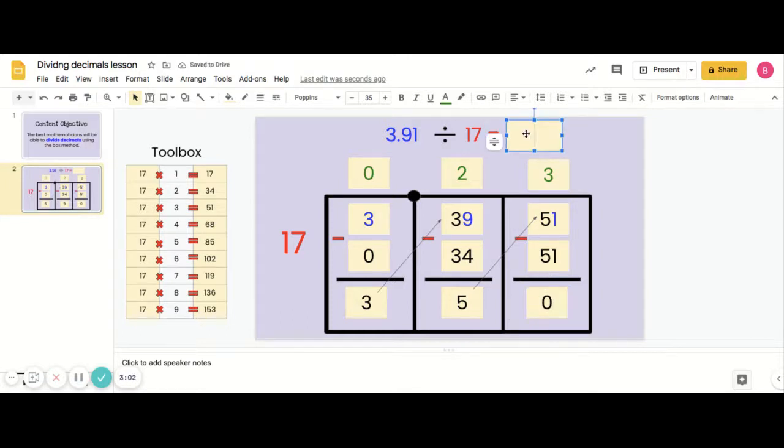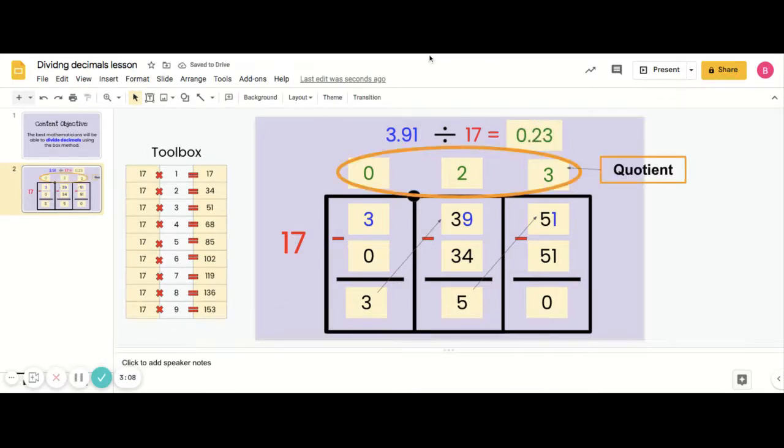We just found our quotient to be 0 and 23/100ths. So now we know that 3 and 91/100ths divided by 17 is equal to 0 and 23/100ths.